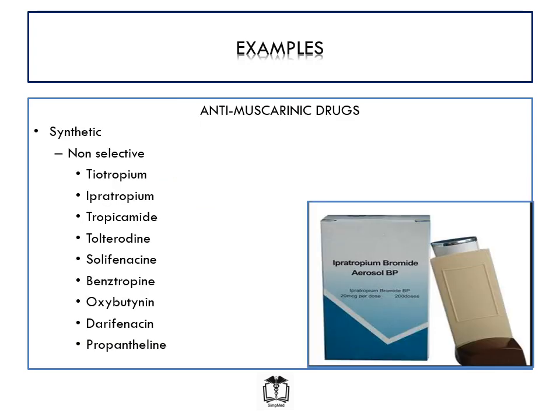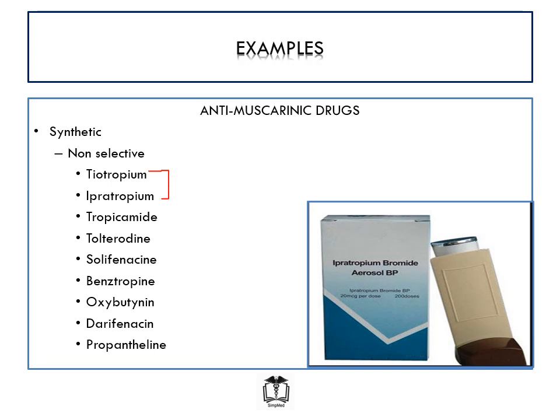For the synthetic agents, now the synthetic agents can be further grouped into selective and non-selective. Like I said, majority of our anti-muscarinic drugs are non-selective. Synthetic drugs include drugs like tiotropium and ipratropium. These drugs, we'll talk about them when we get to the module on anti-asthmatics.